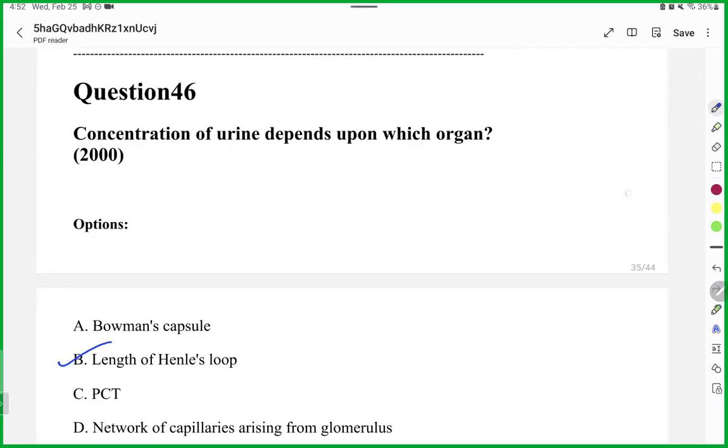Length of loop of Henle, because if length is more, then there will be more removal of water. Correct?